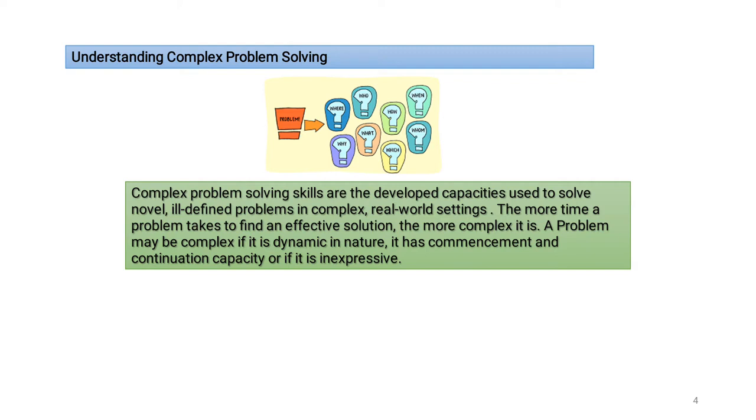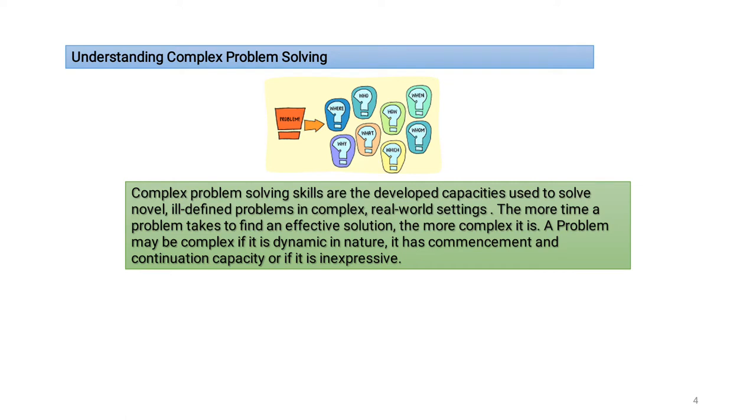But if an entire setup is made to manufacture a product and the result does not come out as expected, it may require proper understanding, observation, analysis, and research to identify where the problem is and then solve it. So, such problems which require in-depth understanding, observation, analysis, and research are called complex problems. When a formal approach is required to solve a problem, we understand that it is a complex one. And also, the more time a problem takes to find an effective solution, the more complex it is. So, a problem may be complex if it is dynamic in nature, it has commencement and continuation capacity, or if it is inexpressive. That is complex problem solving.